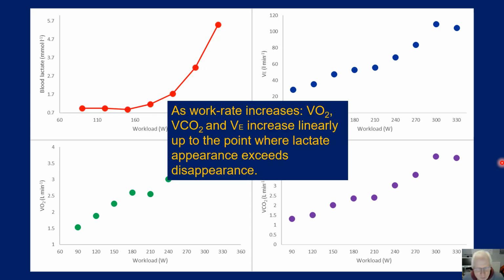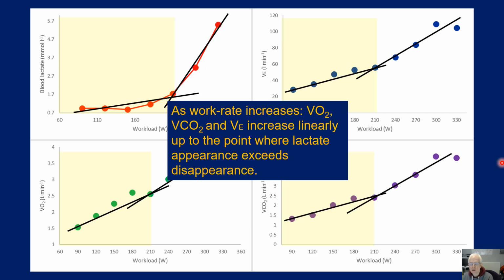To support that, this is a nice overview. As work rate increases, VO2, VCO2 and VE increase linearly up to the point where lactate appearance exceeds disappearance. So let's mark that on the graph. Anything I've put in this yellow is going to be below our lactate turn point, and anything above it, in subsequent slides, will be in green.